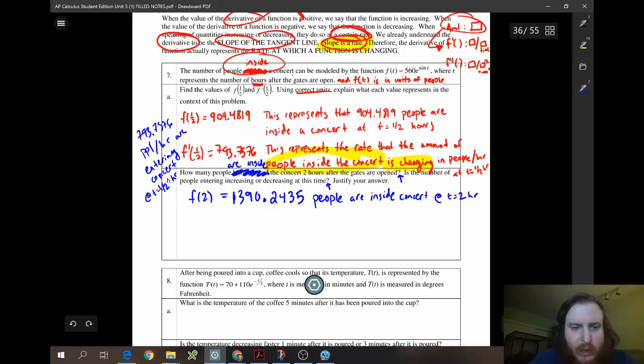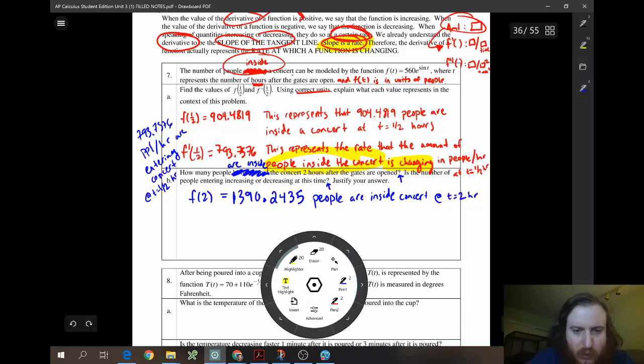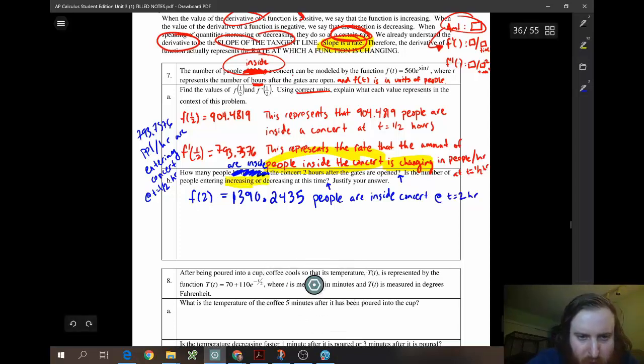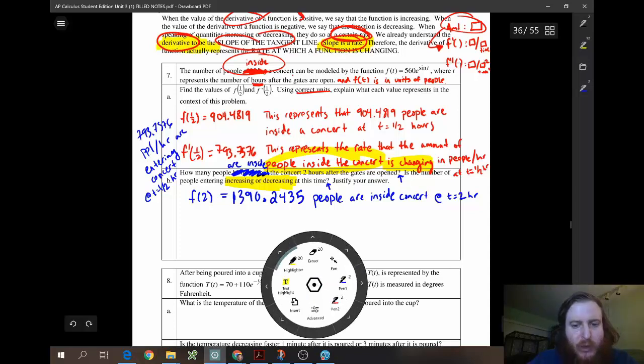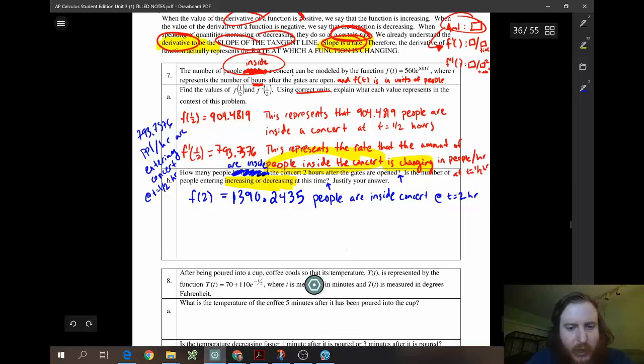Okay. Now, is the number of people entering increasing or decreasing at this time? So this is really important. As soon as we see the words increasing or decreasing, or we see something like a rate, that's no longer talking about f, it's no longer talking about our original, but it's talking about the rate, which matches up with the derivative. So when they say increasing or decreasing, just like how we did it a couple chapters ago, when we took the derivative, set it to 0, did a number line, found out if it's positive or negative, it's the same concept. For this one, we want to find f prime of 2.